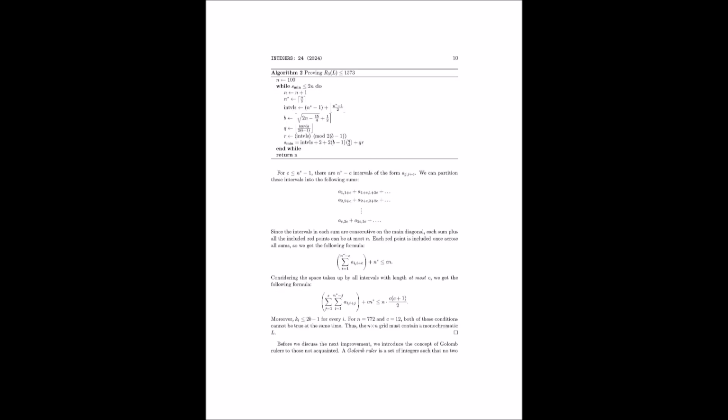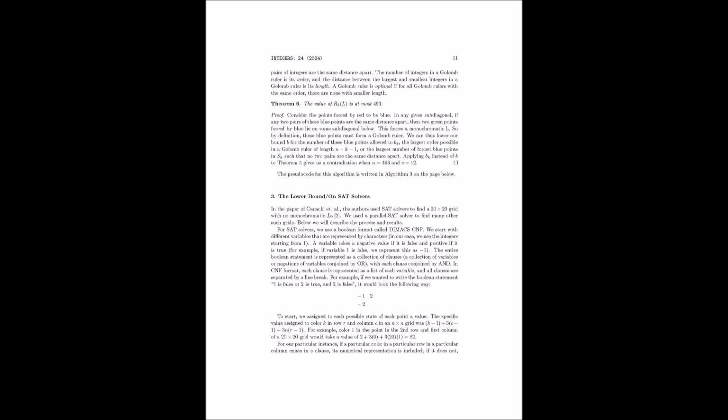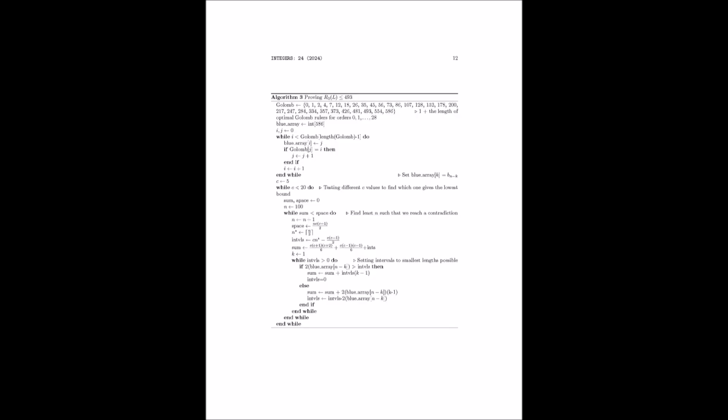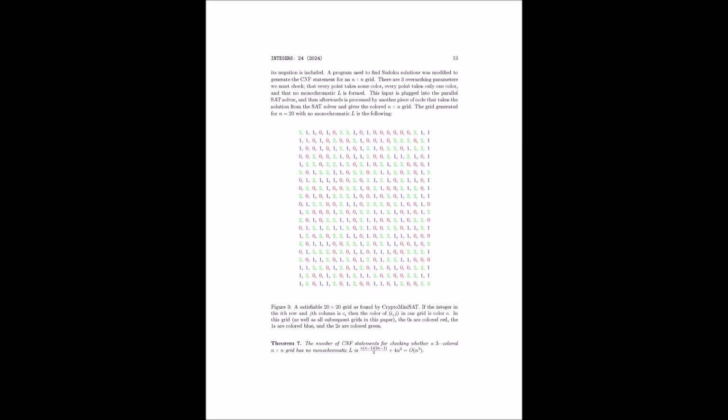Clever. So what did the SAT solver come up with? Well, it managed to find a 20 by 20 grid, so 400 squares total, that didn't have any monochromatic Ls. Interesting. So that means the lower bound has to be at least 21, right? Because if a 20 by 20 grid is possible without an L, then the smallest grid that must have an L has to be at least one bigger.